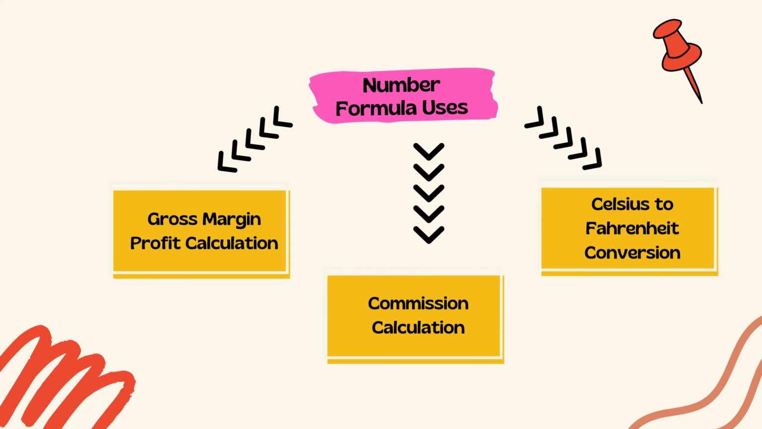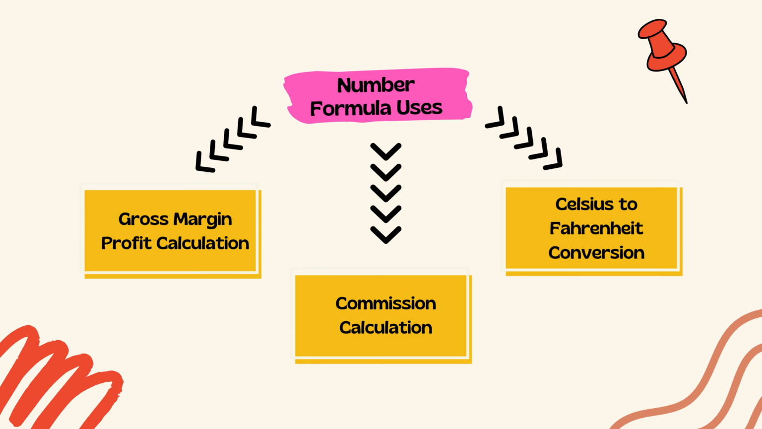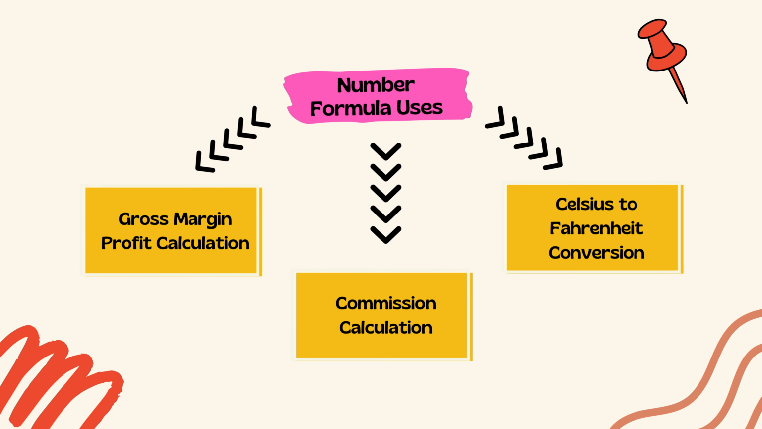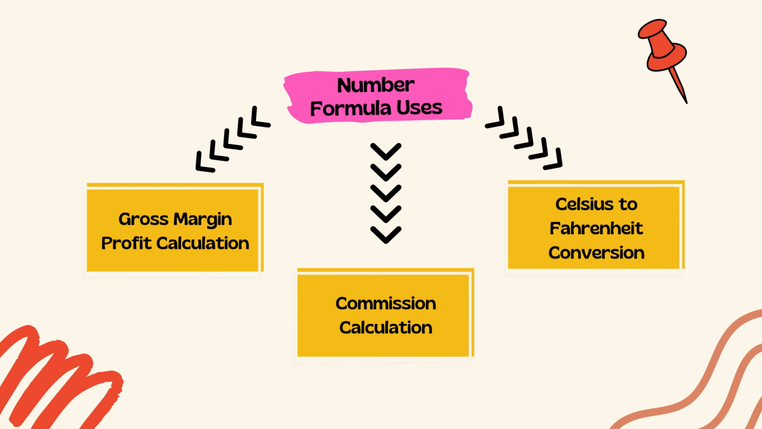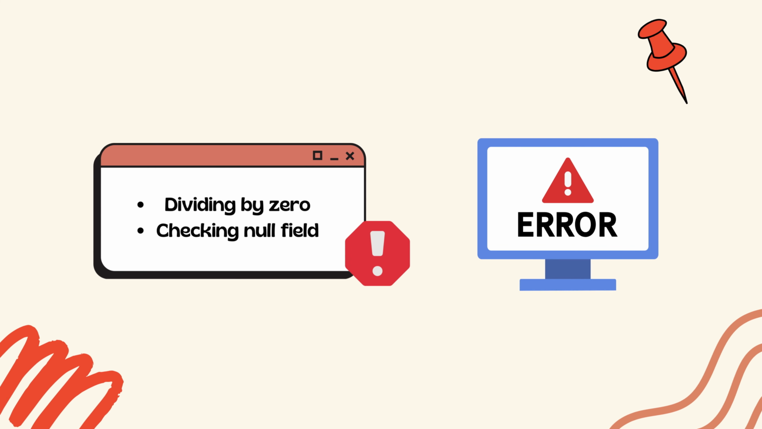Now let's delve into some practical examples. Number formulas are incredibly versatile. For instance, you can calculate gross margin profit, determine commissions based on custom fields, or even perform unit conversions like Celsius to Fahrenheit. Before we proceed, let's be mindful of common errors.